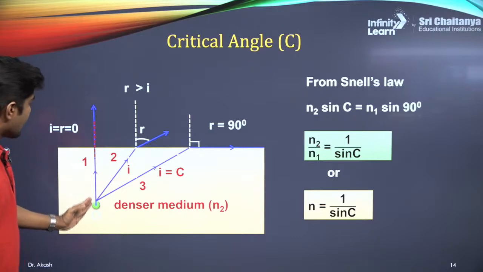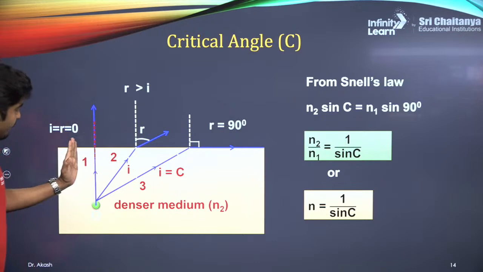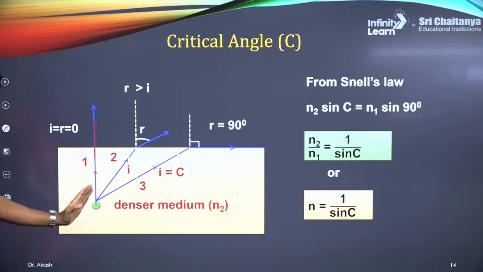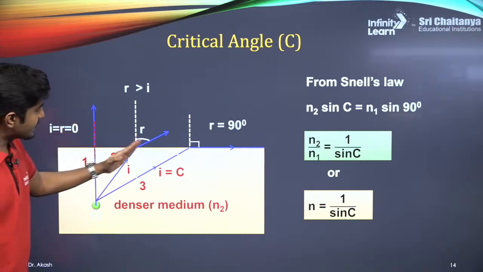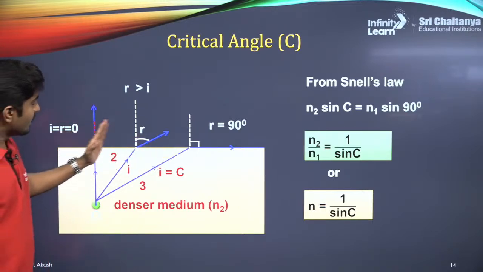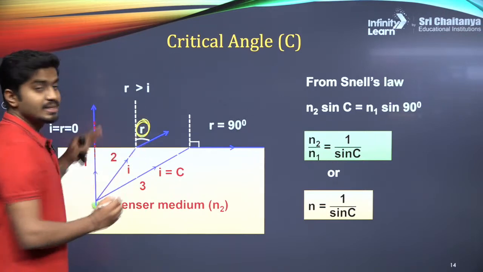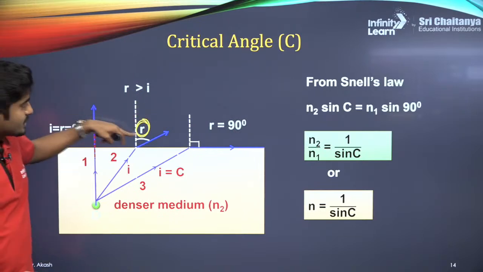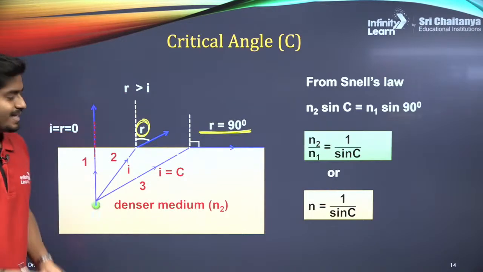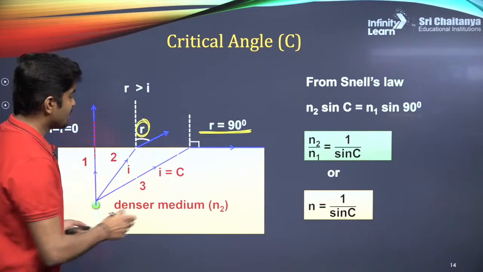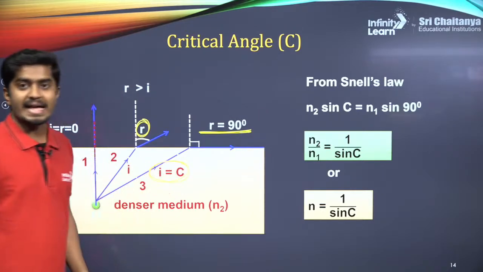Again, I am repeating the angle of incidence. I am increasing the angle. If I keep on increasing the angle, earlier it is 0, so light will pass without any bending. As I am increasing the angle, what will happen? The angle of refraction will also keep on increasing. So there will be a point where the angle of refraction becomes 90 degrees. At this particular point, this angle of incidence is called the critical angle.